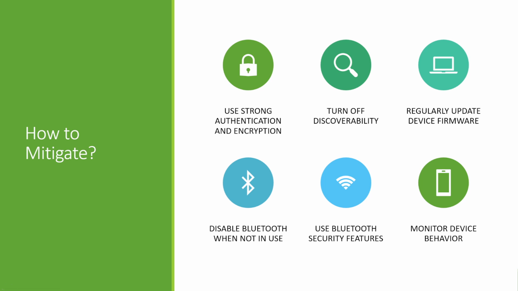Well, how do we mitigate this? Just like always, we should use strong authentication and encryption. Ensure that all of our Bluetooth devices are using the latest Bluetooth security protocols like Secure Simple Pairing, SSP. This will help us prevent unauthorized access. We should turn off discoverability on our Bluetooth, especially when we're not using it, because we don't want to broadcast to nearby devices unless we need to.